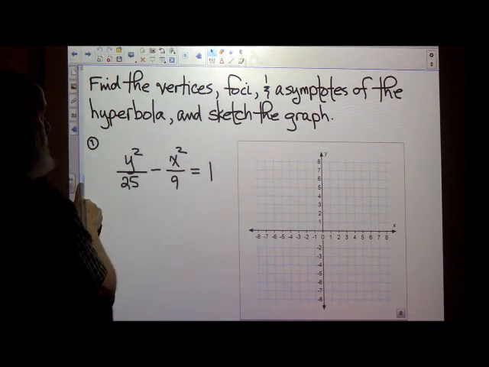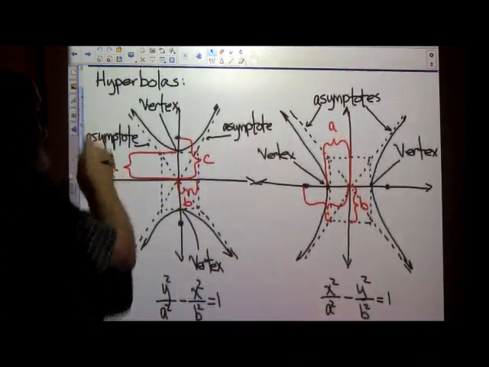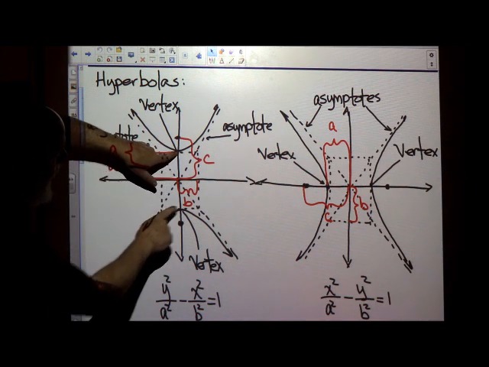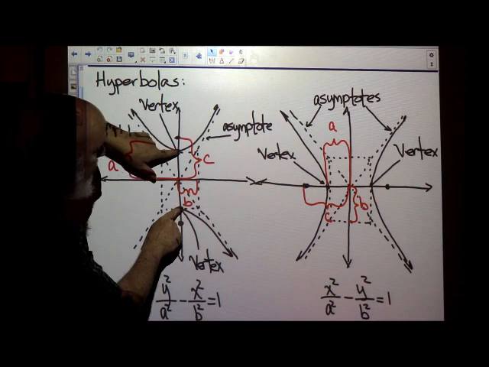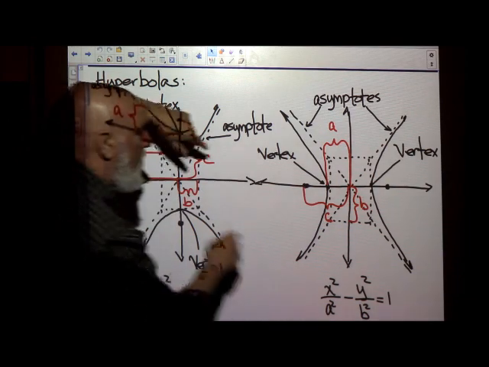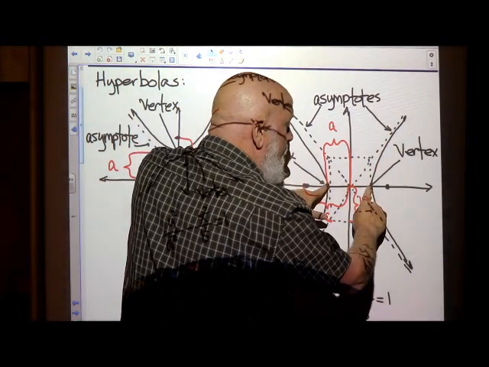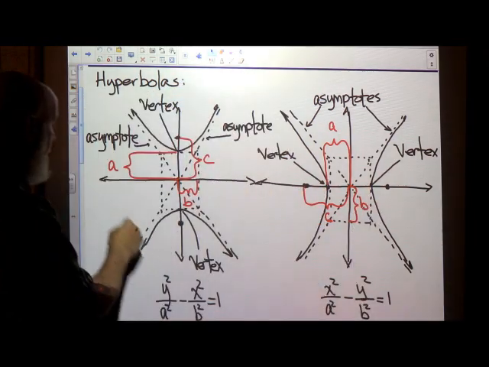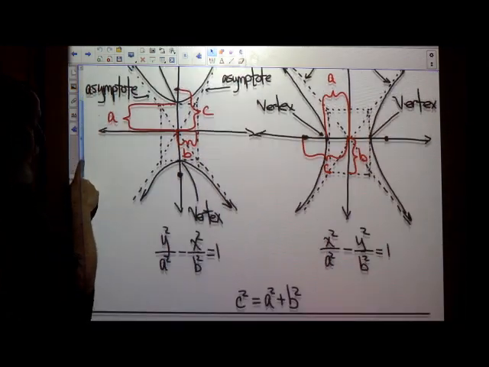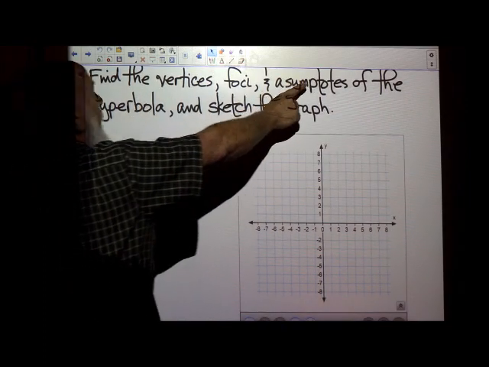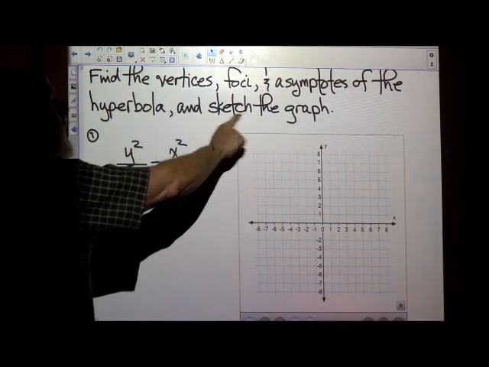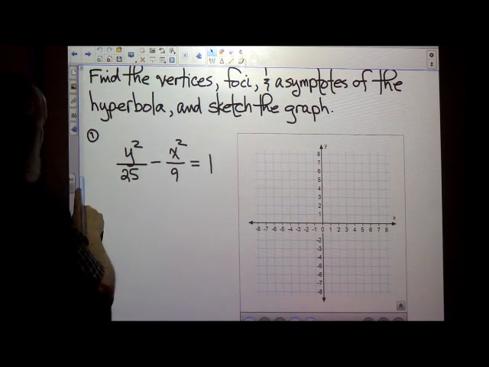The vertices are these points right here on the curve, the highest and lowest points for each respective curve, or these points right here and here. And I'll show you how to find those here in just a second. And here we go. We're going to find the vertices, the asymptotes, and sketch the graph of a hyperbola.